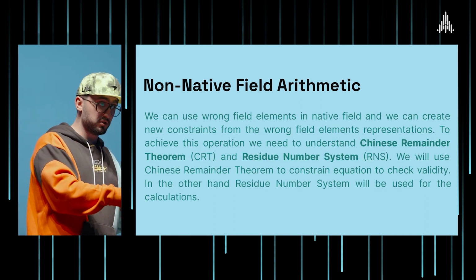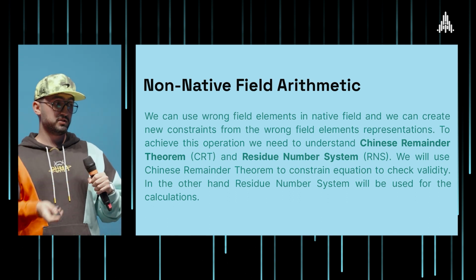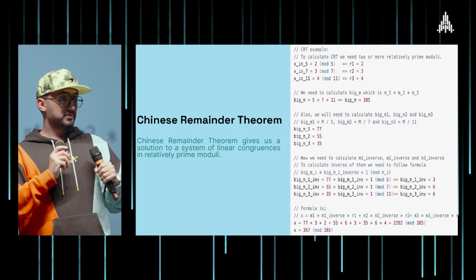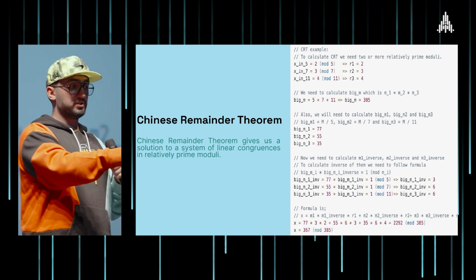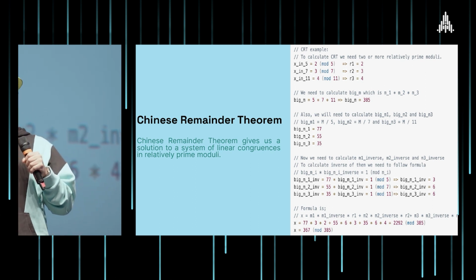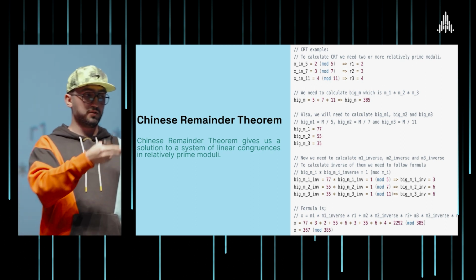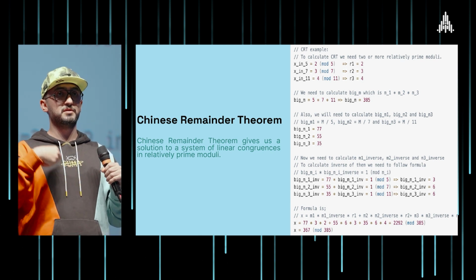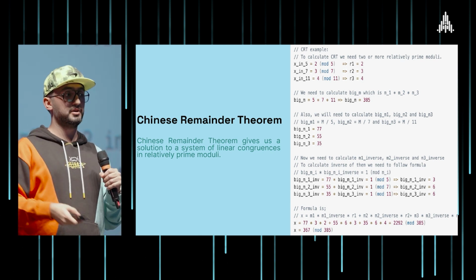Yeah, I will show you how we do this. We have the Chinese remainder theorem and RNS, which is the residue number system. Let me pass. The Chinese remainder theorem says if you know the result of x mod 5, 7, and 11, you can find the x value mod 385. This is how we can keep our values tracked.